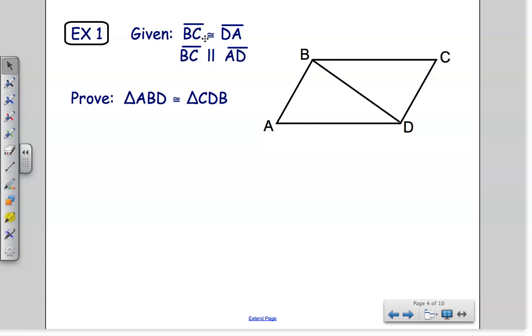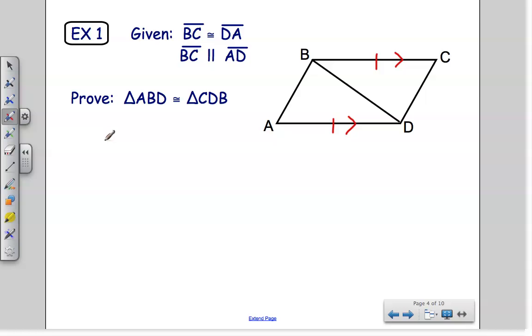Alright, here's what I'm given. Side BC is congruent to side DA. Let's mark those. BC line segment congruent to DA line segment. There we go. This symbol means that line BC is parallel to line segment AD. So BC and AD are also parallel. I'll put those arrows. I have to prove that the triangles are congruent.